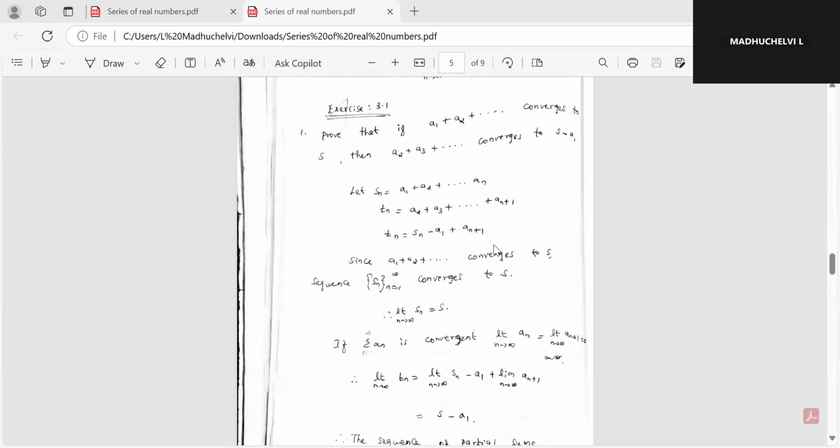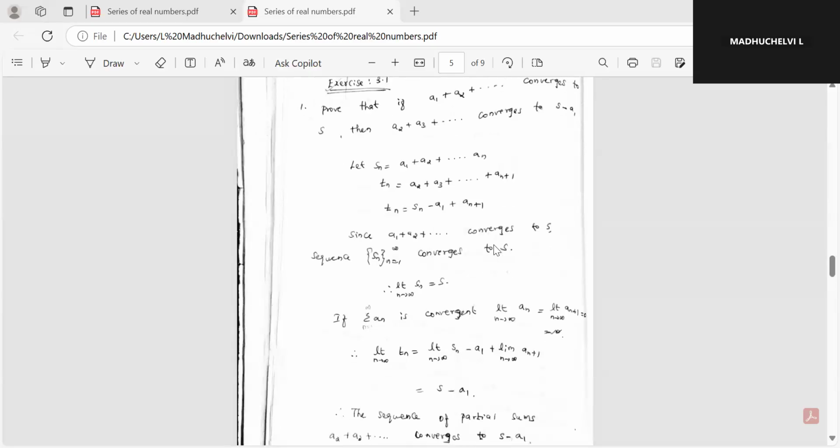So in this problem, let us take Sn equal to a1 plus a2 plus etc. plus an, and Tn equal to a2 plus a3 plus etc. plus an plus 1. Then we can write Tn as Sn minus a1 plus an plus 1. Since a1 plus a2 plus etc. converges to S, the sequence Sn converges to S. Therefore, limit n tends to infinity Sn equal to S.